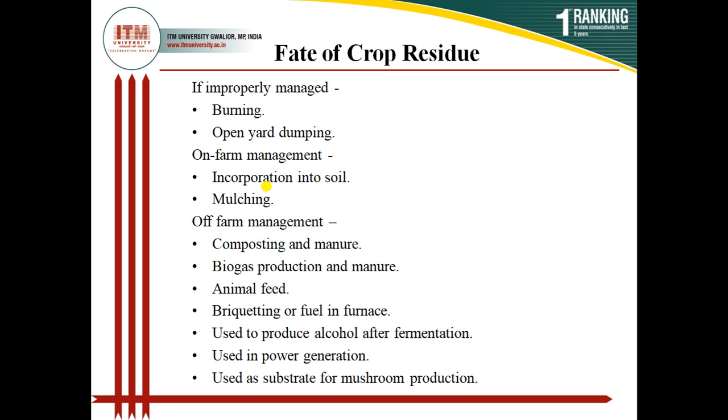We will discuss here. Off-farm management means the agriculture waste is taken out from the farm and it is being managed out of the farm. When we are managing our agriculture waste out of the farm, our farm is vacated immediately for the next crop or for the further operations.